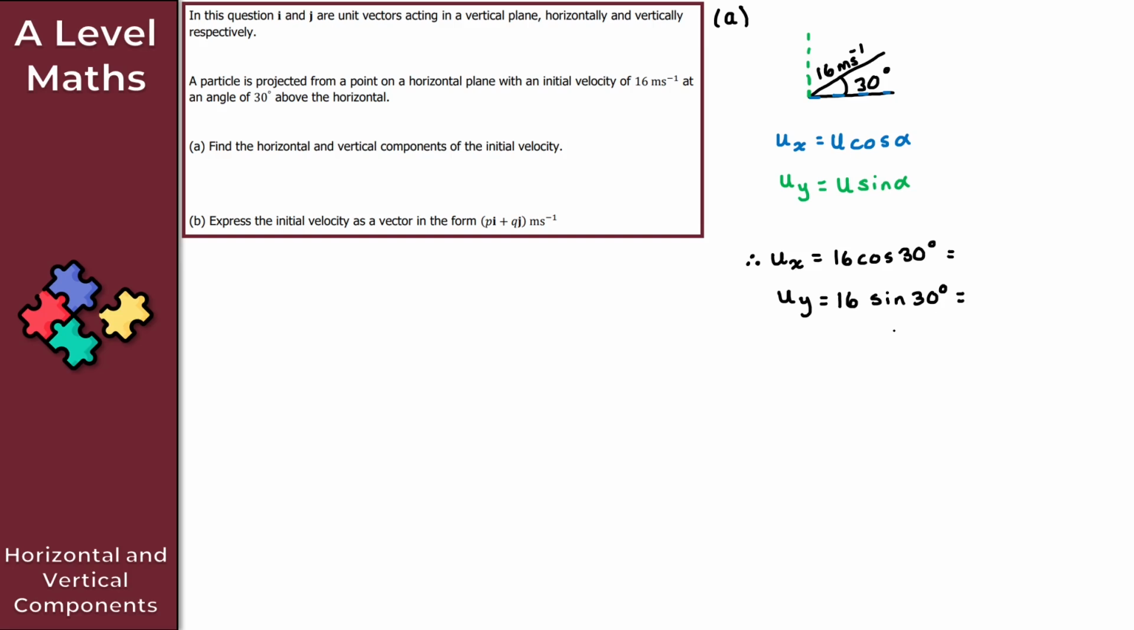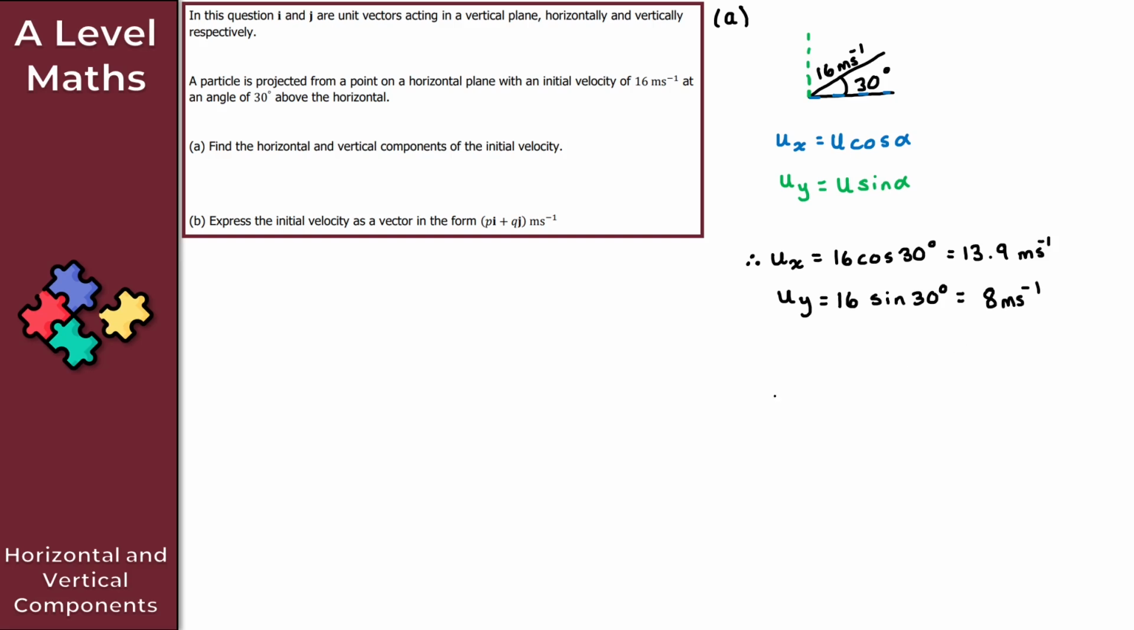What we need to do now is evaluate both of these on our calculator. If you do this correctly, what do we get? For 16 cos of 30 degrees, we get 13.9 to one decimal place, so 13.9 meters per second. And then for 16 sine of 30 degrees, we get 8 meters per second.